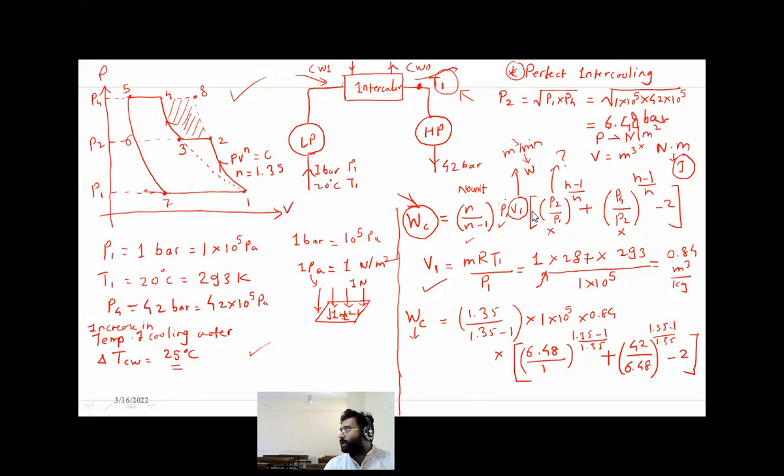M, it is given like per kg, so M will be 1, R is 287 and T1 is 293. So no need to calculate this volume. Directly you can write here MRT1 and put the value. So both way the value will be same. P1 V1 or MRT1, both are same. Put all the values. n is 1.35, so into mass is 1 into 287 into 293 into in bracket P2 by P1 6.48 divided by 1 raised to this plus P4 by P2 42 divided by 6.48 raised to this minus 2. Calculate and tell me the answer.